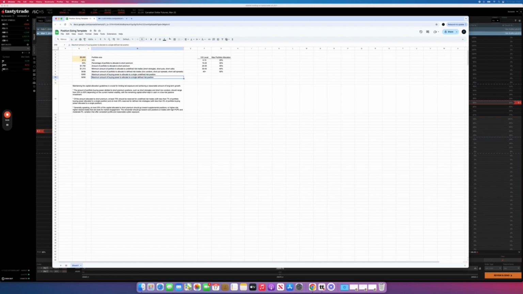Now, you do need to keep in mind that this position sizing template is geared towards properly sized accounts. So if you do have a smaller account, you may need to bump these numbers up a little bit and be slightly more aggressive, just due to having a small account. That's just the way it is. But as long as you are generally sticking to this, you'll be absolutely fine over the long run.